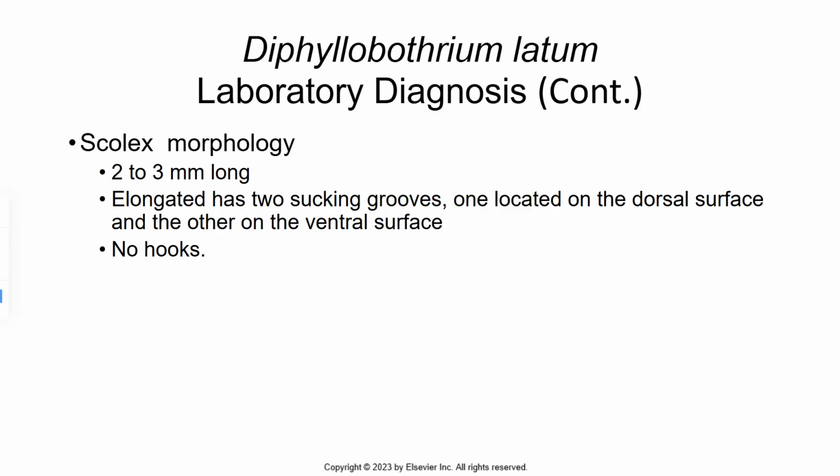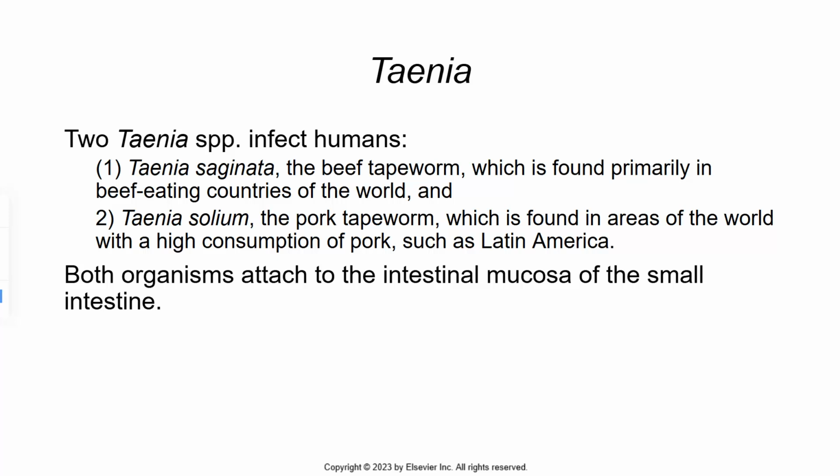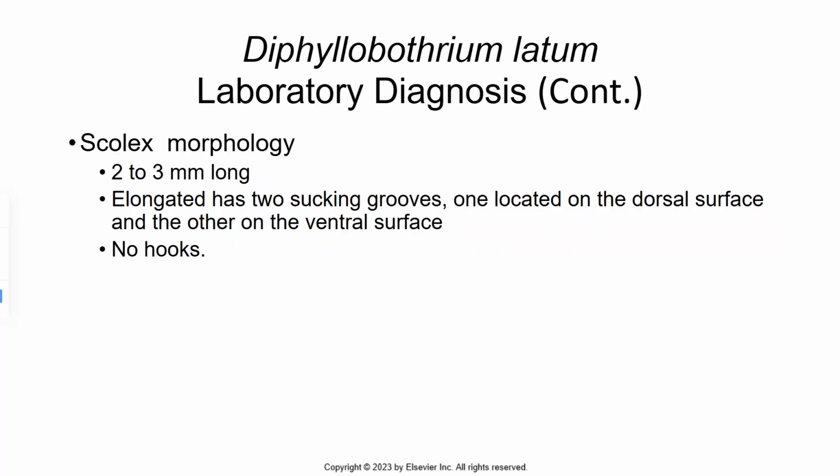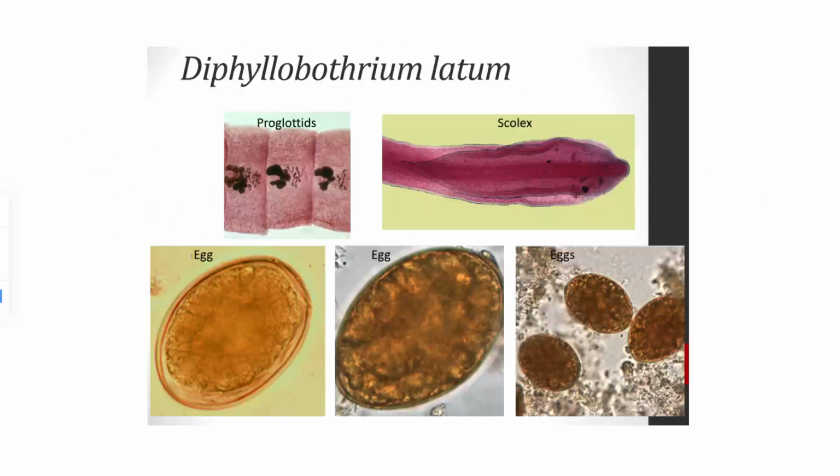Scolex morphology, 2 to 3 millimeters long. Elongated, has 2 sucking grooves, one located on the dorsal surface and the other on the ventral surface, and there's no hooks. And here's a picture of that scolex.